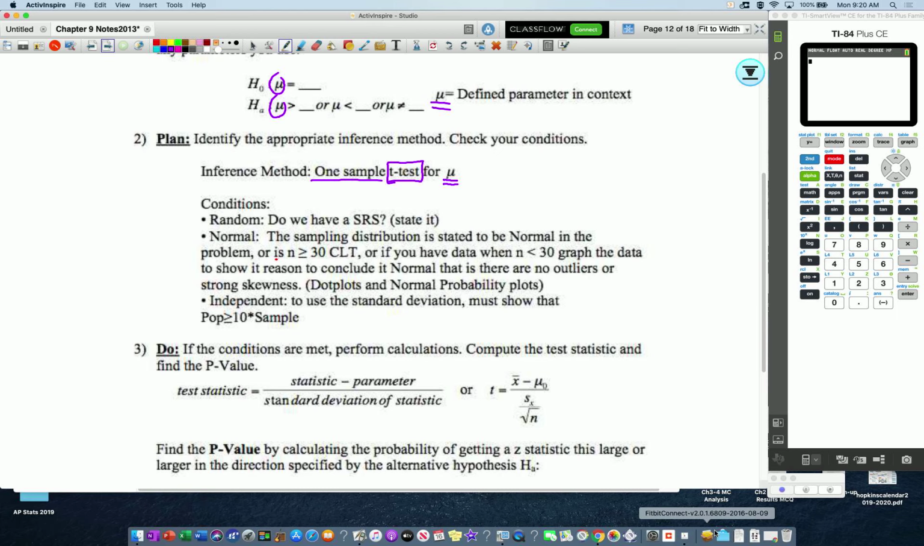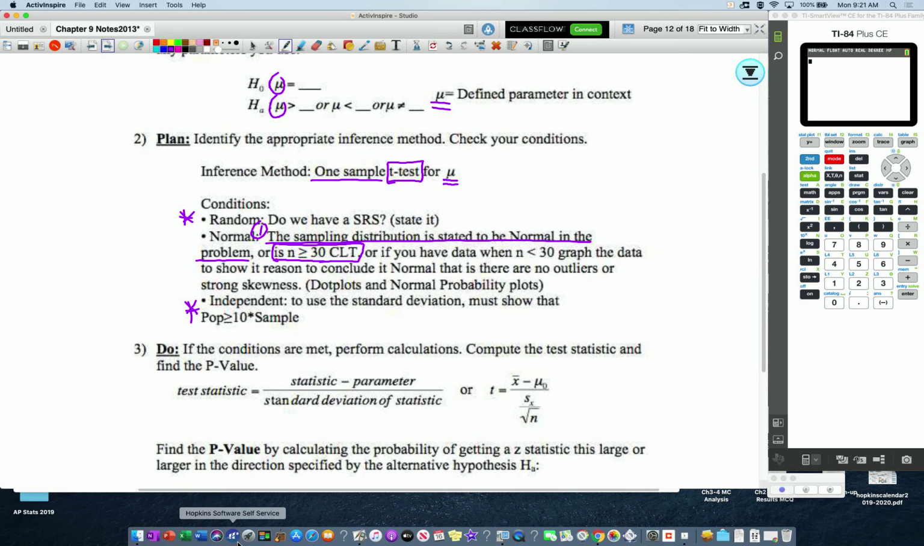Now, when we get to the conditions, random, normal, and independent are all the same. However, I apologize, random and independent are exactly the same. You're still doing normal, but how you get normal is done basically one of three different ways. First of all, the easiest way is if the sampling distribution is stated to be normal. If it's stated to be normal, then the sampling distribution is normal. The second way is, if it's not stated, is your sample greater than 30? If so, then you get to use the central limit theorem.